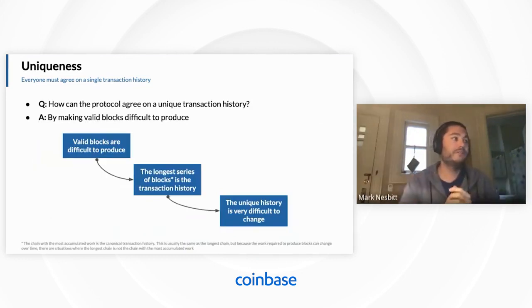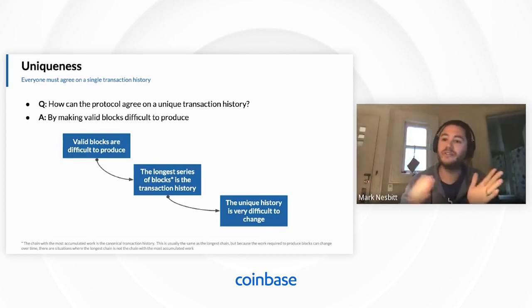How do we do this? The answer may not be intuitive, but we do this by making valid blocks difficult to produce. Why does that matter? Why does this solve our problem? If valid blocks are difficult to produce, then we can add a new rule to the protocol. And the rule is that the longest series of blocks defines our unique transaction history. Length is a number. It can be sorted, and there can be a longest one, which is unique. The max of a set is unique.